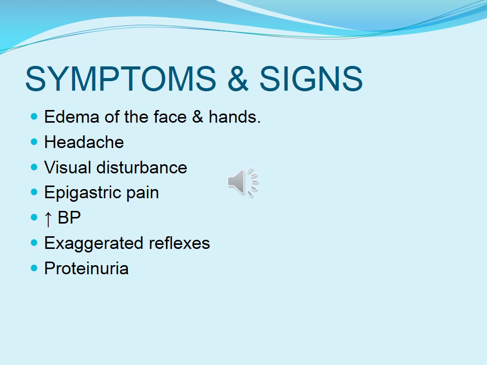What are the most important symptoms and signs of PE? There will be edema of the face and the hands, that means edema in the independent parts of the body. Sometimes they develop a generalized edema known as anasarca, headache, visual disturbances, blurring of vision, diplopia, epigastric pain, elevation in the blood pressure, exaggerated reflexes with proteinuria.